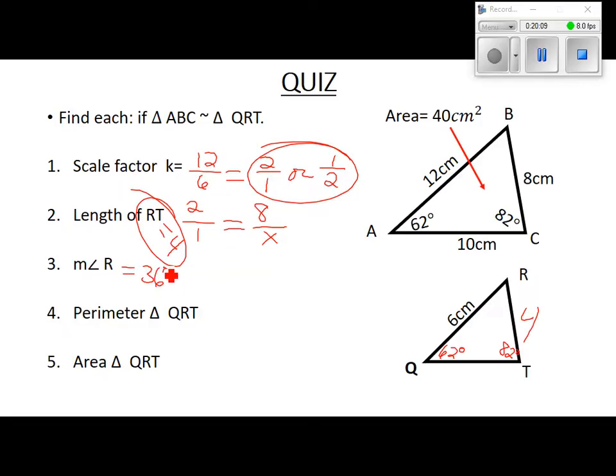Find the perimeter of QRT. When I set up the proportion for perimeter, what goes on top right here? Perimeter 1. What is it?